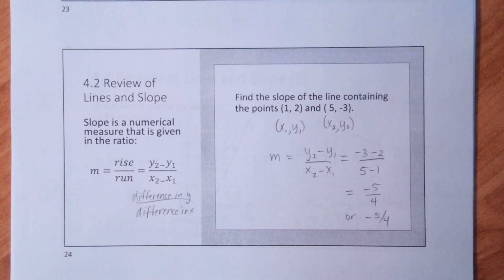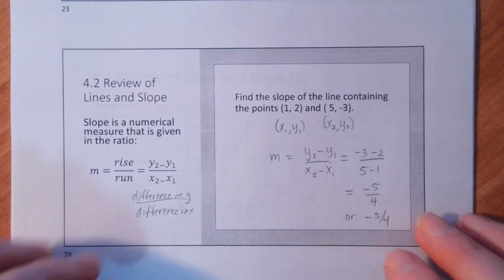So we need to review some things about slope and lines. First of all, slope is a numerical measure that is given in this ratio. It's rise over run. Basically the difference in y over the difference in x if you're given 2 points. So notice this is the first point, this is the second point. I'll plug in, so y sub 2 is just the y value of our second point, x sub 1 is just the x value of our first point. You just plug the numbers into the formula, here we get negative 5/4. So that's the slope of the line that goes through these 2 points.